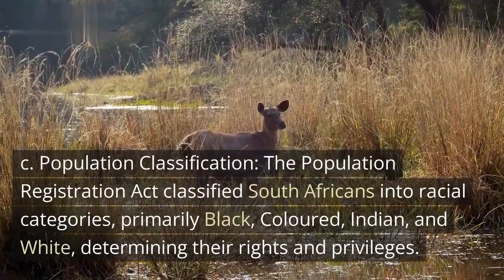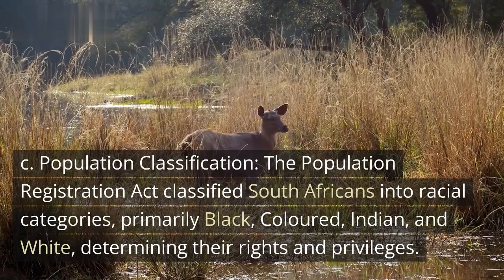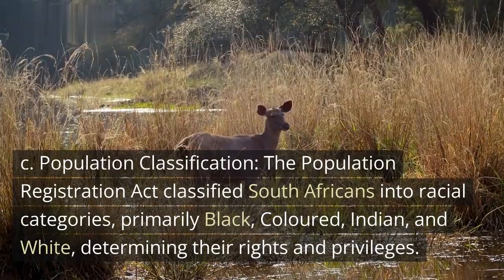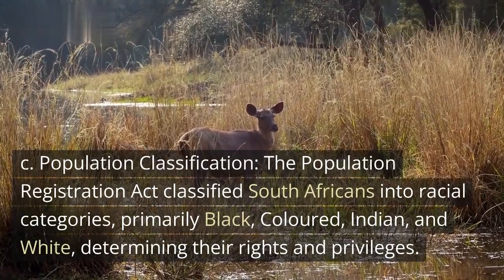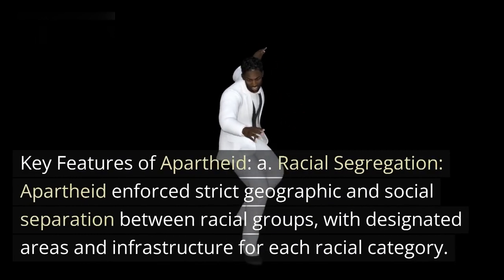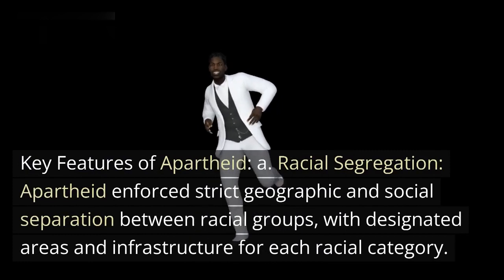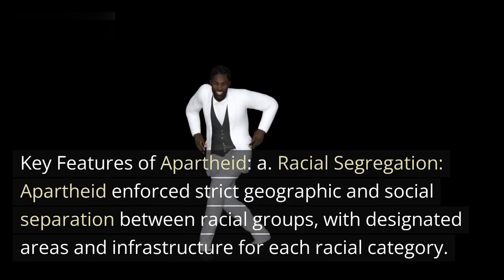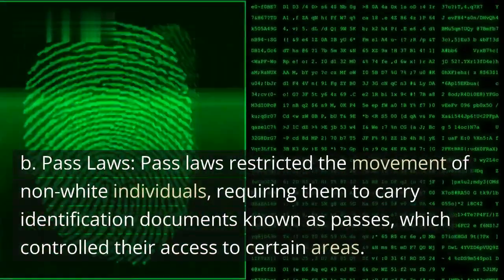C. Population classification. The Population Registration Act classified South Africans into racial categories, primarily black, colored, Indian, and white, determining their rights and privileges. Key features of apartheid. A. Racial segregation. Apartheid enforced strict geographic and social separation between racial groups, with designated areas and infrastructure for each racial category.